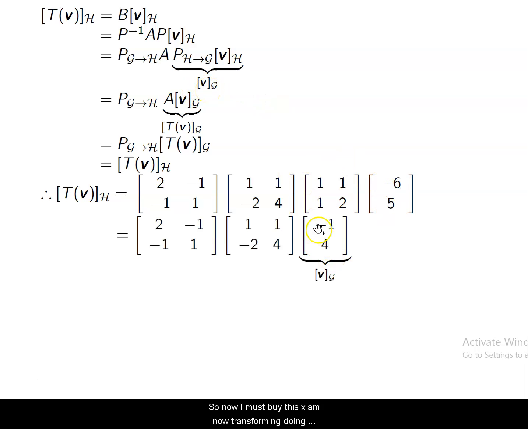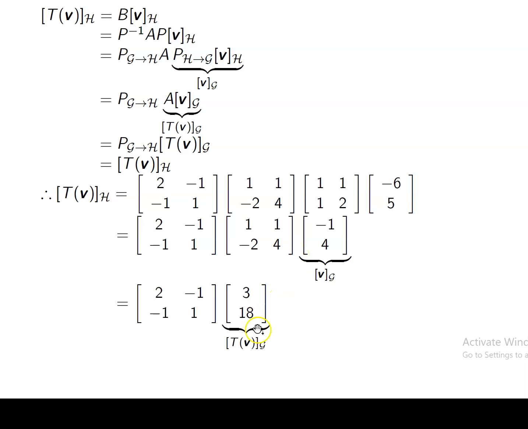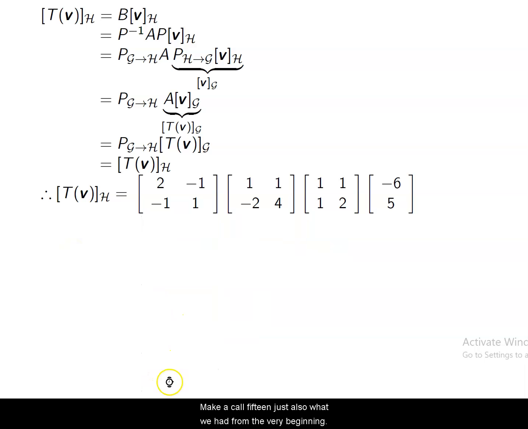Now when I multiply this times A, I'm doing the transformation in G. And this should look familiar to you as well, right? We know that this is true. And so now when I multiply it times the change of basis matrix from G to H, I'm taking this result that's in G and I'm going to put it into terms of H, which is negative 12, 15, which is also what we had from the very beginning.